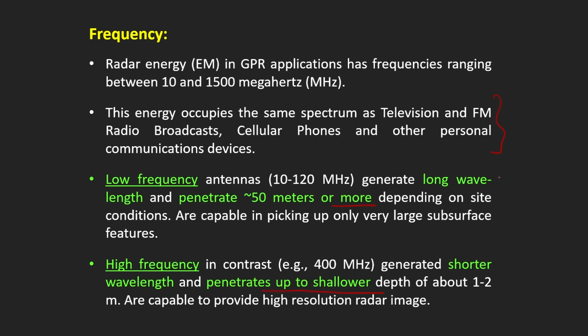So mostly if we have to do a very detailed high resolution subsurface mapping, then we use a 400 megahertz antenna, so that the penetration depth is shallower and we acquire good information in this case. Whereas if you want to go deeper, then we use a low frequency antenna. So for example, if we are using 100 or 50, then we are able to go much deeper.